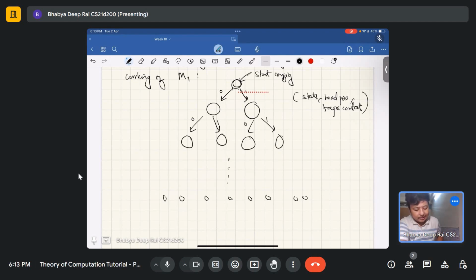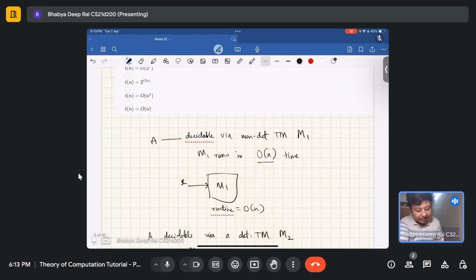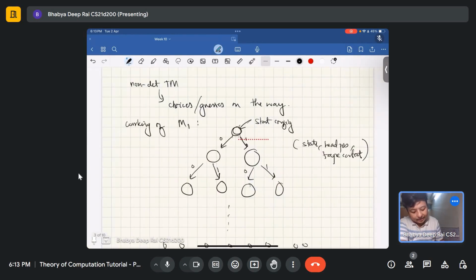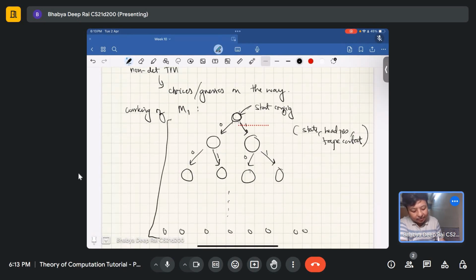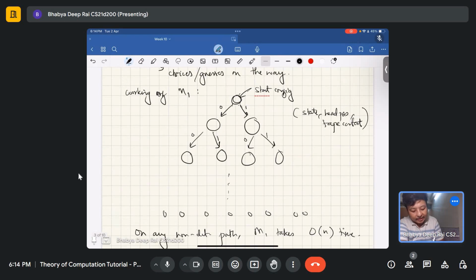Now what we'll do is, the running time of the machine is how much? The running time of this machine M1 is order n. So what does it mean? It means on any non-deterministic path, M1 takes order n time. Okay, so on any non-deterministic path, this longest path from root to leaf.